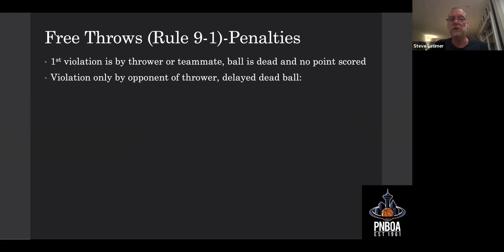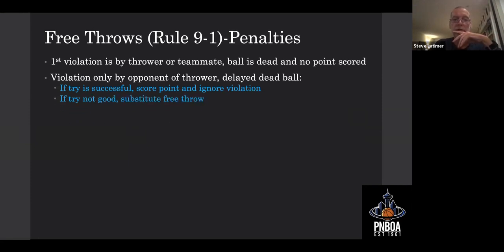If the violation is only by the opponent of the thrower, you wait. You have a delayed dead ball, because if the free thrower shoots and it goes in, we ignore everything and just move on, because they got the benefit of what they wanted by making the free throw. If the try's not good, we do a substitute free throw.